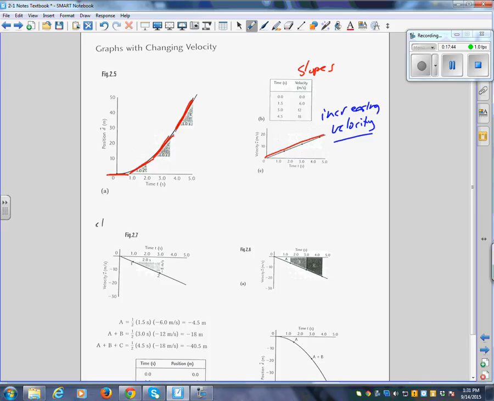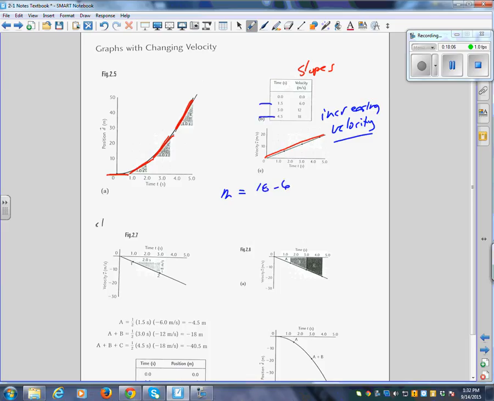Figure 2.5c shows a steadily increasing velocity. The velocity increases, the object is accelerating. To find the acceleration, we find the slope of the VT graph. When you find the slope of this, pick 2 points. They used 18 minus 6. These are the points that they're using here.